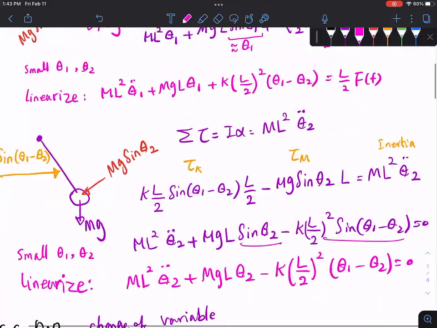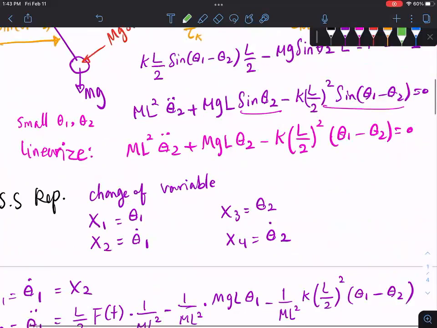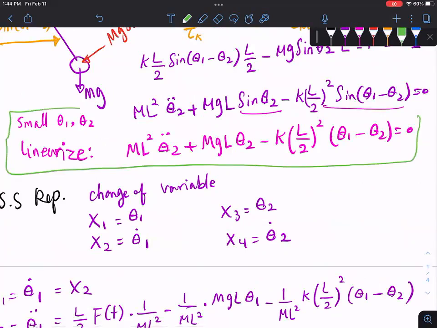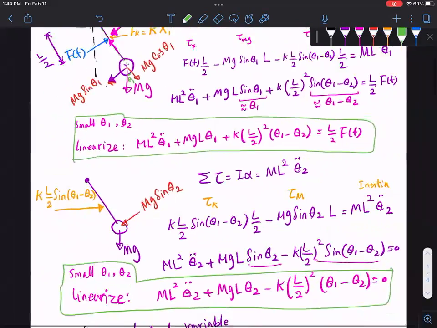So we found our 2 equations of motion. This is the first equation of motion, and this is our second equation of motion. So this is the first part of our question. The second part wants us to have the state space representation for the system.